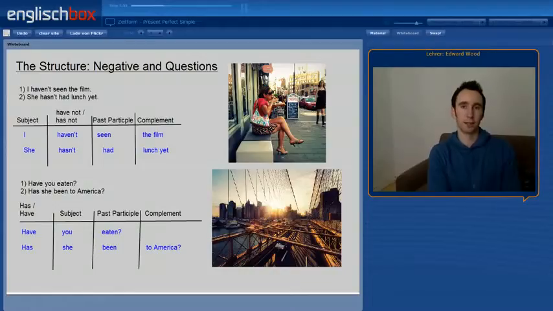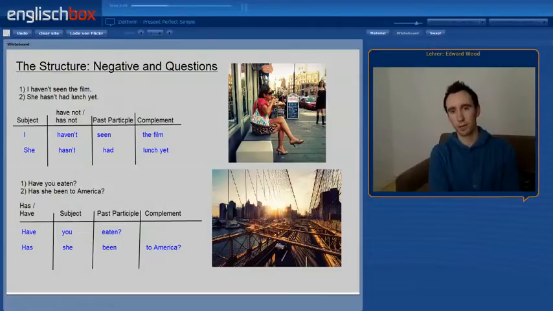You can contract these sentences. You can make the auxiliary and negative a little bit shorter by saying I haven't seen the film yet and she hasn't had lunch yet. Remember, if you use the contractions when you're speaking English, this will make you sound a lot more natural.